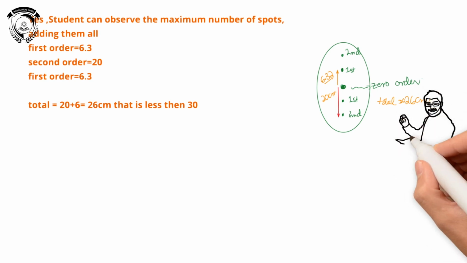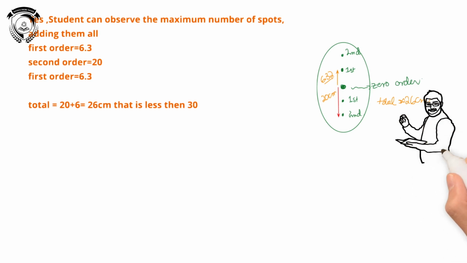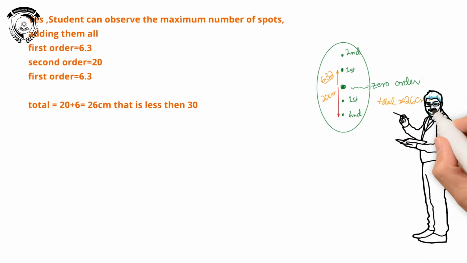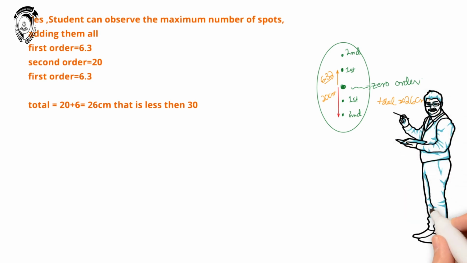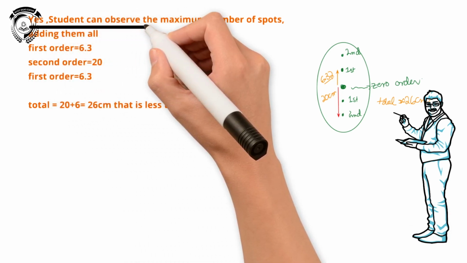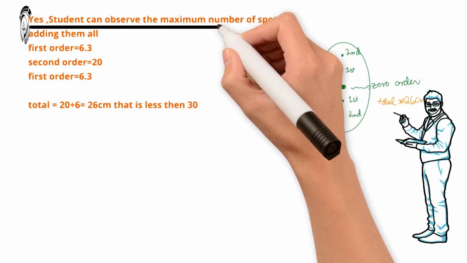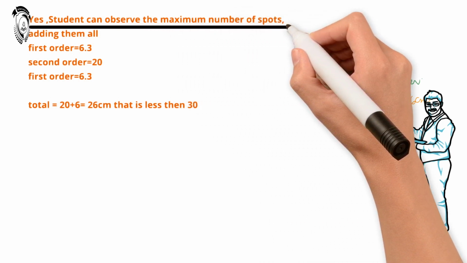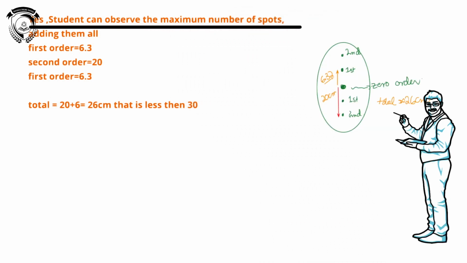So how many maxima are you going to observe? Definitely we are going to observe 1, 2, 3 and 4. So I can say that no, the student predicted that she will observe only 3, but according to my calculation, she will observe 4 maxima. Therefore, she will observe 4 maximum orders.